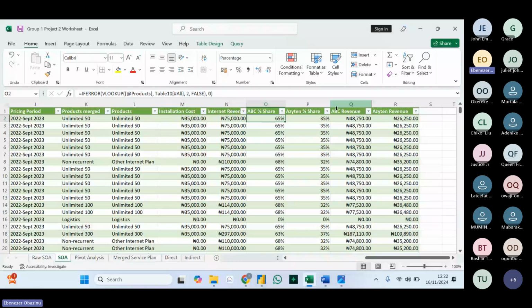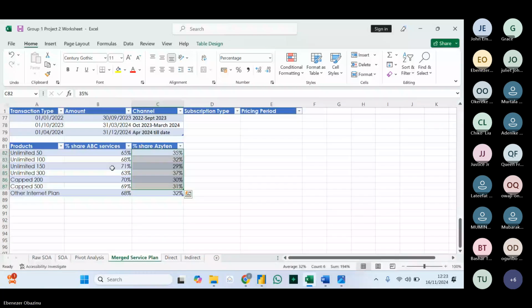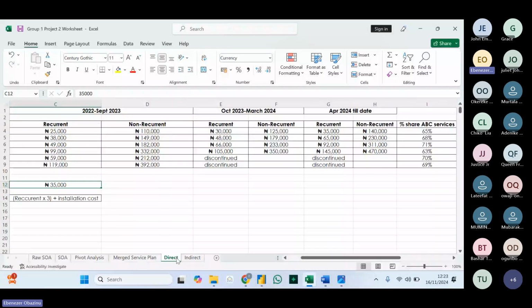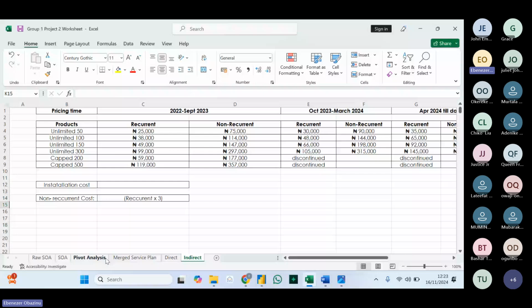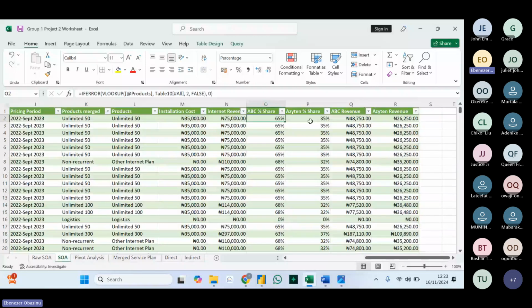So that is, if the product and the channel, to get their percentage, each of them has a percentage share. And I discovered that both for direct and indirect, we have the same percentage share. So we then went further to use this percentage share to calculate their revenue just by multiplying this internet service revenue and their different percentage share that we've gotten from here. So with that, we're able to get ABC revenue and Azyten revenue.